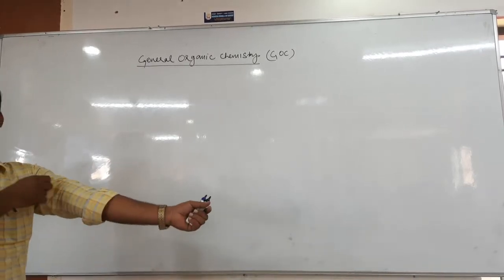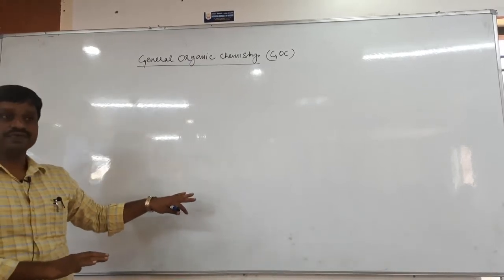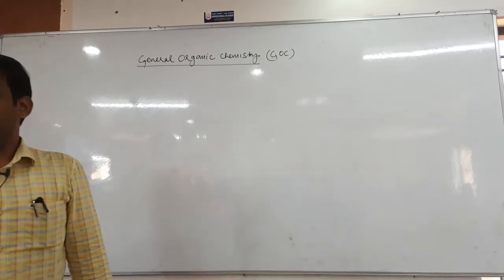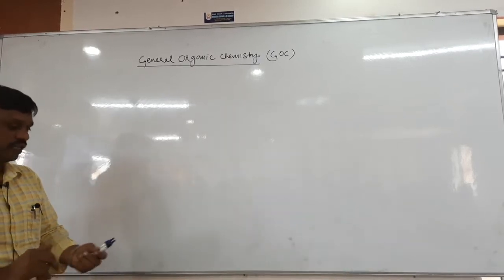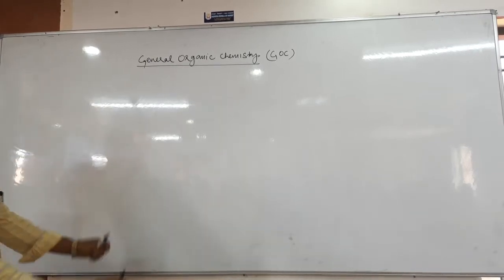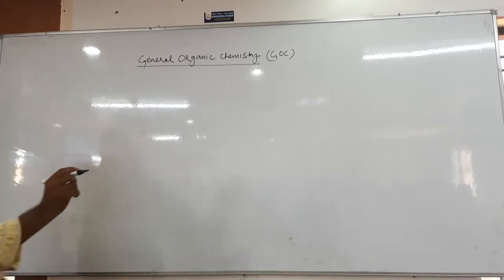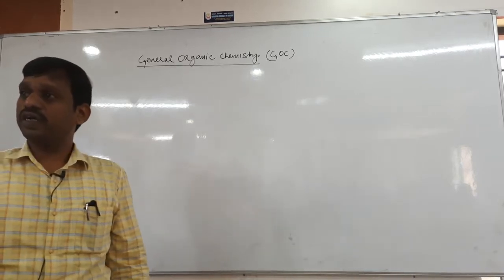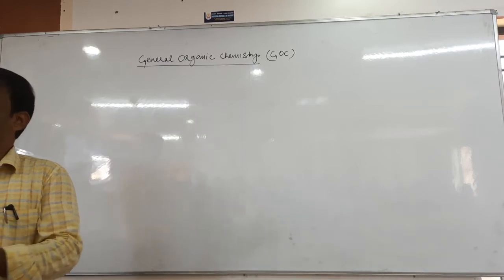So General Organic Chemistry is like the backbone. Whatever concepts we study in general organic chemistry help us understand organic chemistry, so it's very important. So what is general organic chemistry? We study reactions, how the reactant converts into product. When the organic reactant converts into product, what reactions take place?